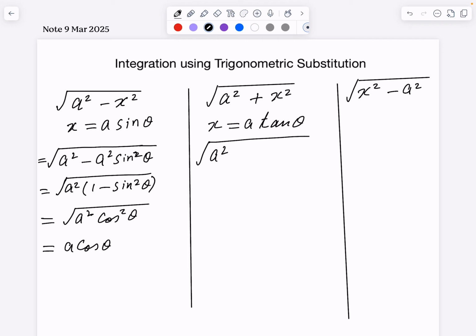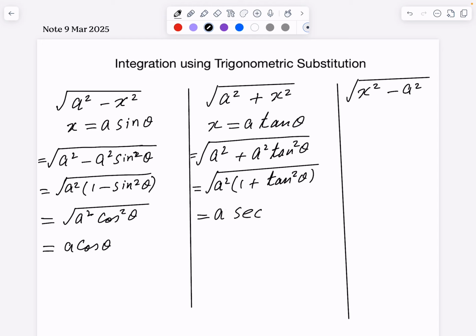It's going to be a squared plus a squared tangent squared theta. So we're going to have a squared times 1 plus tan squared theta. And 1 plus tan squared theta is secant squared theta, and under the square root it is just going to be a secant theta.